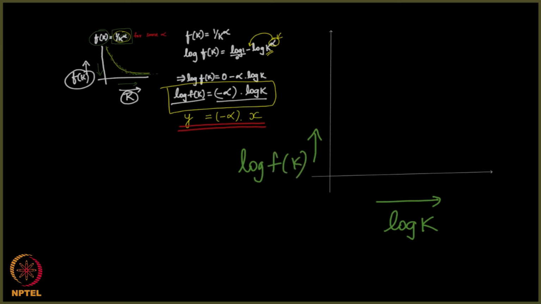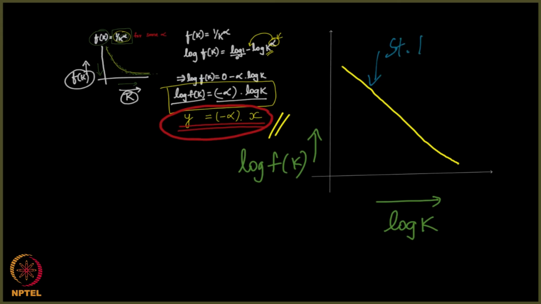So what are we trying to say? Look at this. I'm trying to say that this will actually be a straight line, right? Actually it should pass through the origin here, but don't worry, I'm just giving you an example. So this will be a straight line with slope, let's say, minus alpha.